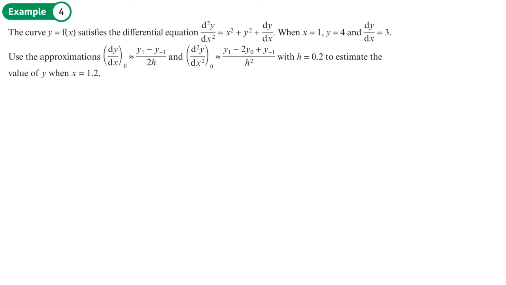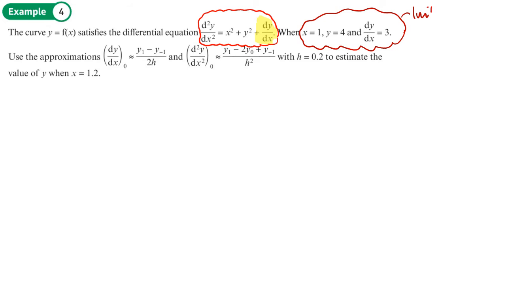Okay, so here it says the curve y equals f of x satisfies this differential equation, which is here. Now notice this differential equation is different to the previous one in that it includes dy dx. The last one didn't have that, so we need to consider that when we do our working. We have our initial conditions here.